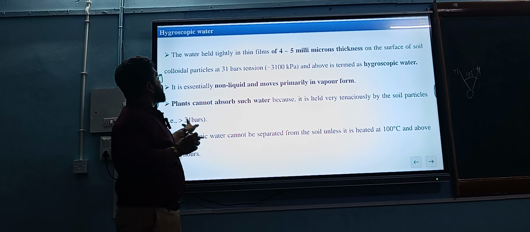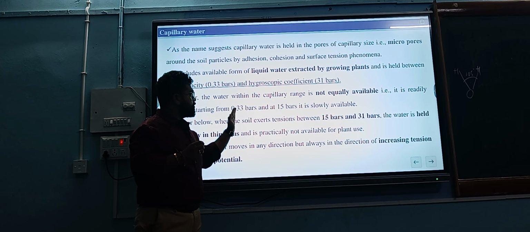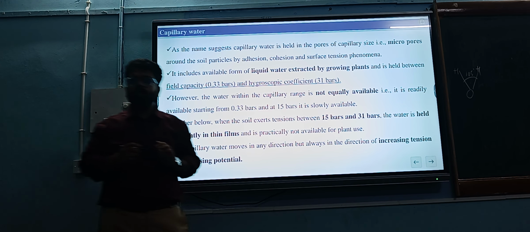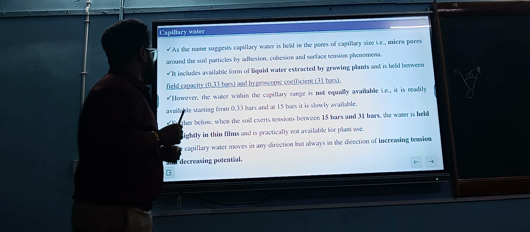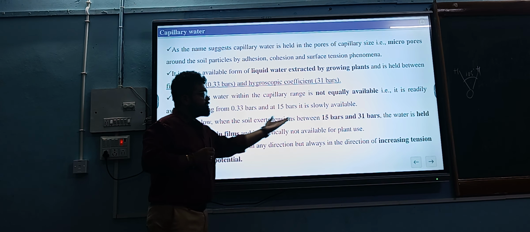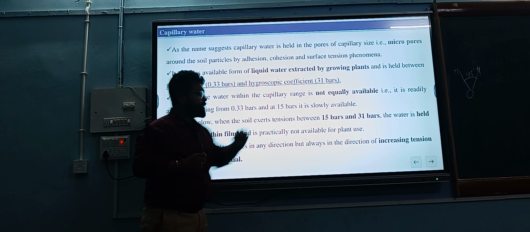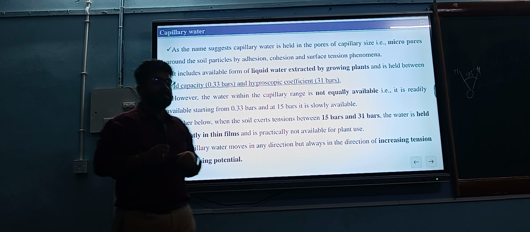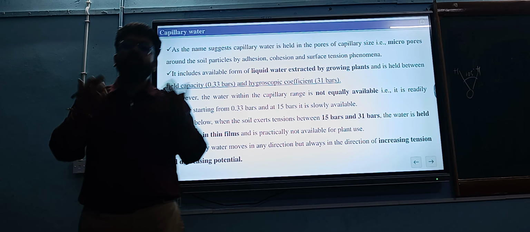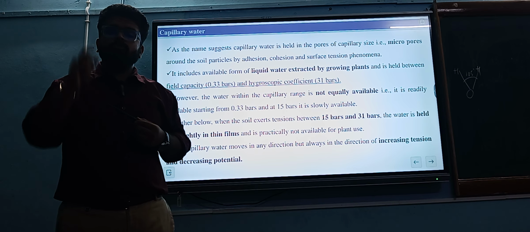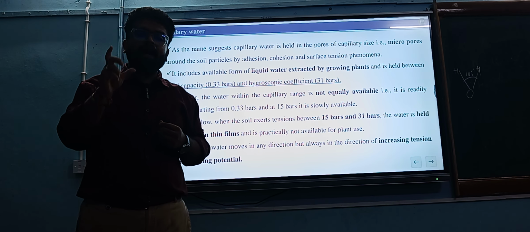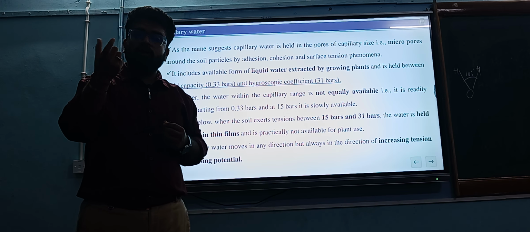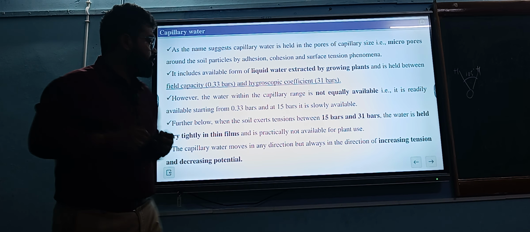So I was talking about available water. The water is available between field capacity and the permanent wilting point, at a pressure of 0.33 bar to 15 bar. Further, when the soil exerts a tension of 15 bar to 31 bar, water is held very tightly and is practically of no use. So we call it unavailable water. From the exam point of view, between which two pressures is water available? It is held between 0.33 bar at field capacity and 15 bar at the permanent wilting point.